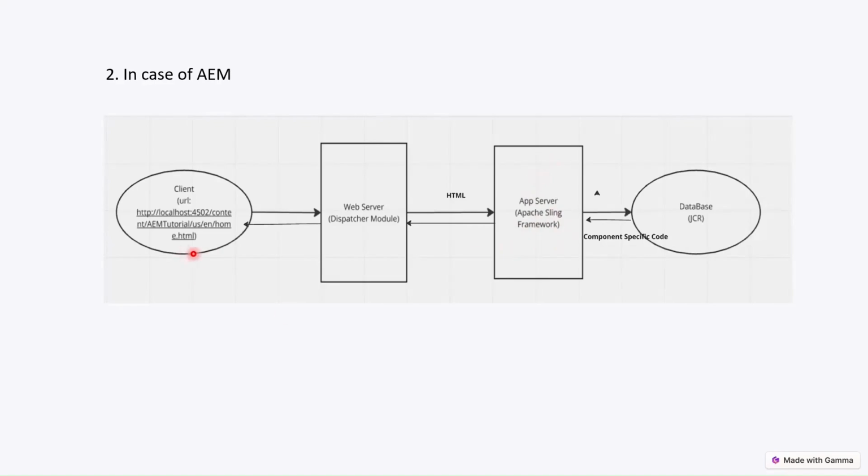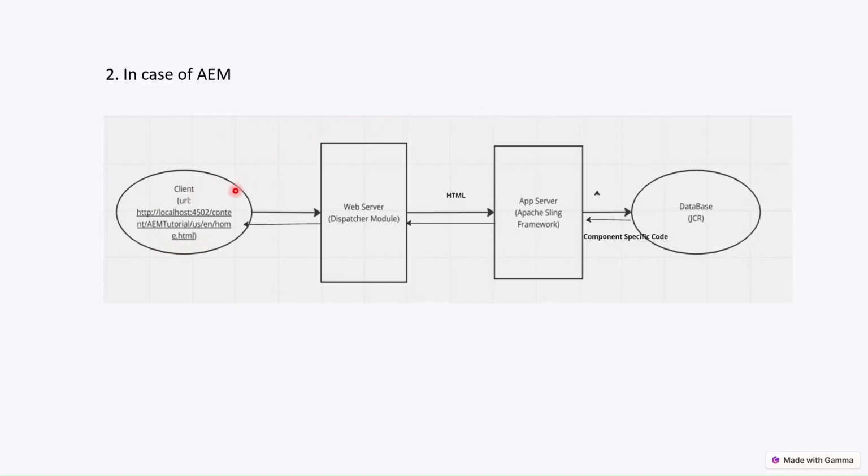Okay, and after that, the database will work as a JCR. In the previous section, the database was SQL, right? So here we are right now using JCR, Java Content Repository. I'll talk about this one later. But for now, it will connect with this JCR, and after that it will fetch the component specific code. Okay, and after that it will return the HTML response. This is the flow for AEM when we are hitting any URL: how it is processing, how it is returning the response, and how it is displaying on the client side.